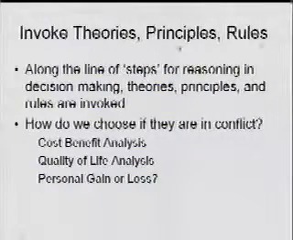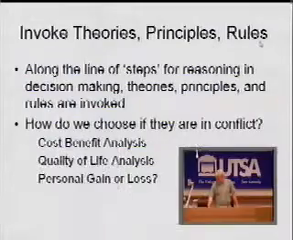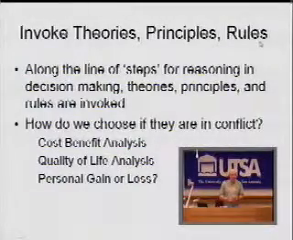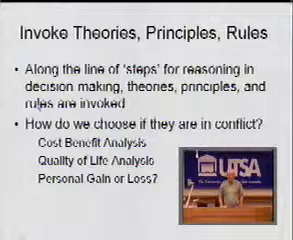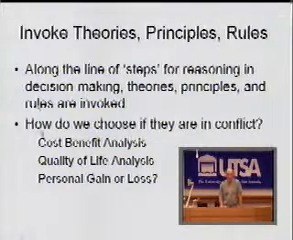So we invoke theories, principles, and rules in times of need when we are to make a decision, act, or judge. So along those lines of steps, those 6 steps for reasoning in the decision-making process, the theories, the principles, and the rules are invoked. So the theories are most global, principles are more specific, and the rules are most specific. So how do we choose if they are in conflict? Do we do a cost-benefit analysis, quality of life analysis, personal gain or loss?